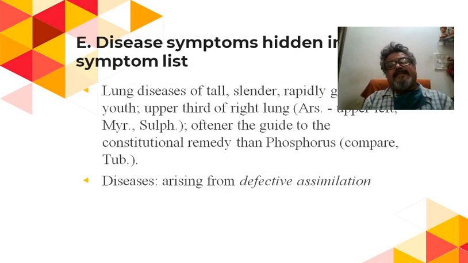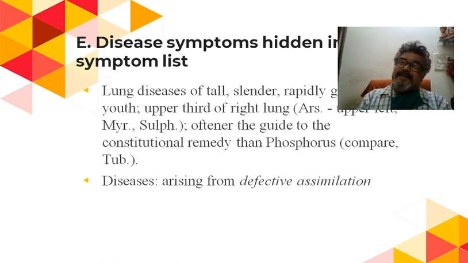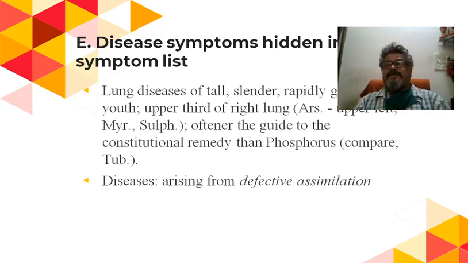Now, these are symptoms written in the symptom list. Now, see how the drug is described. Lung diseases of tall, slender, rapidly growing youth. Upper third of the right lung. And in comparison, they have written arsenic, upper left, myristica, sulphur. Offer the guide to constitutional remedy, then phosphorus. Now, see. Lung disease of tall, slender, rapidly growing youth, affecting the upper third of the right lung, where I think of phosphorus, the caution is given: don't think of phosphorus. This remedy is more indicated.